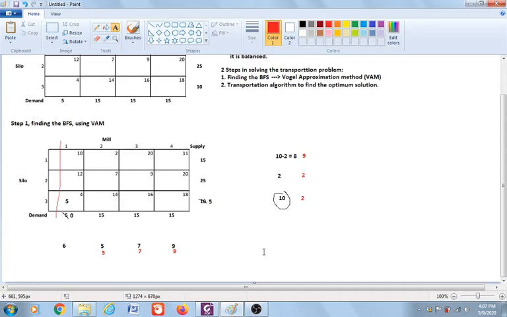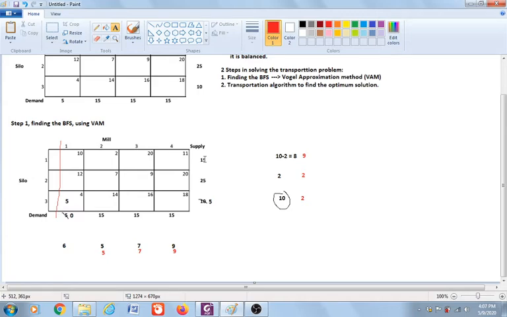the biggest penalty. So we have 9 and 9 over here, so they are the same. So we will choose anything we want. So for this problem, I will choose row number 1.